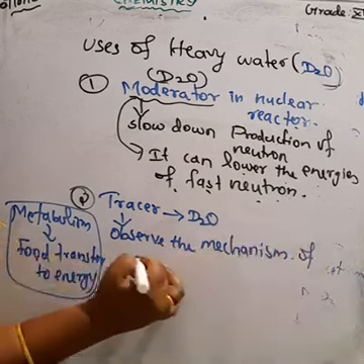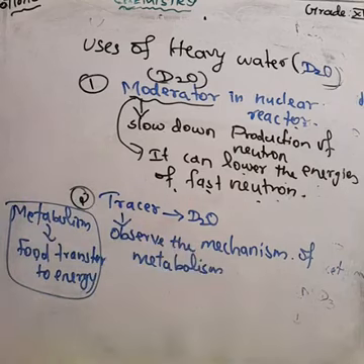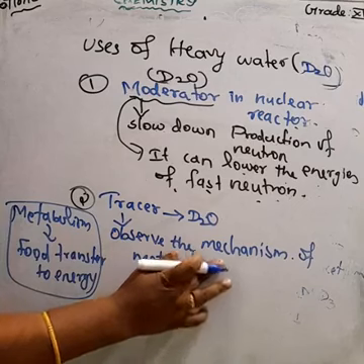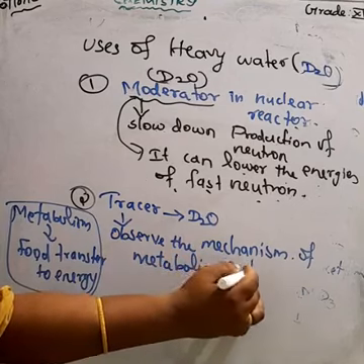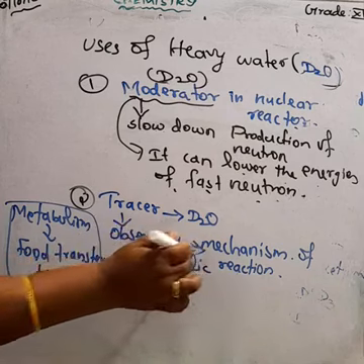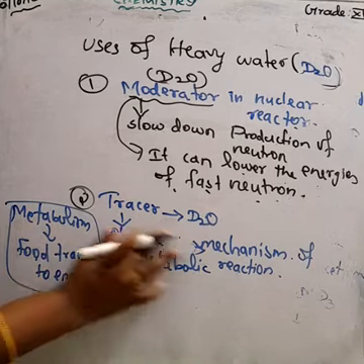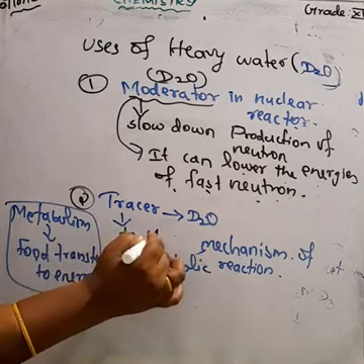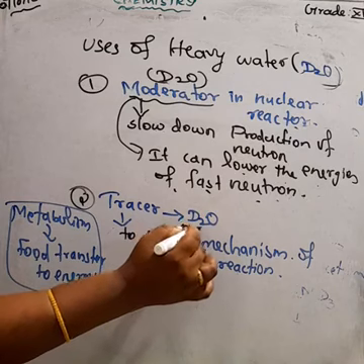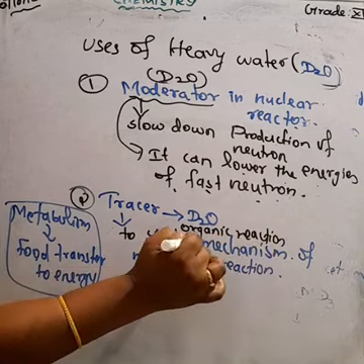Tracer shows how the reaction is going on, and the movement of the electrons and protons. All that is observed using heavy water as a tracer to study the organic reaction mechanism and the mechanism of metabolic reaction. So the second use of heavy water is as a tracer to study organic reaction mechanisms and metabolic reactions.